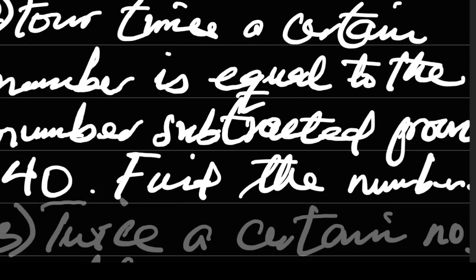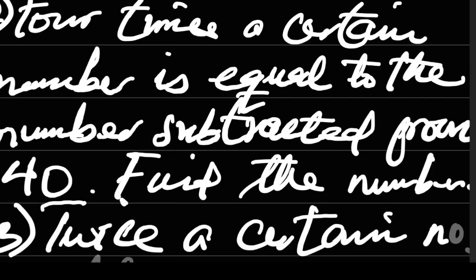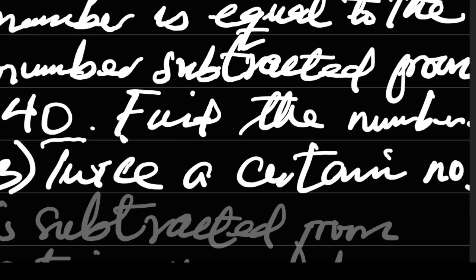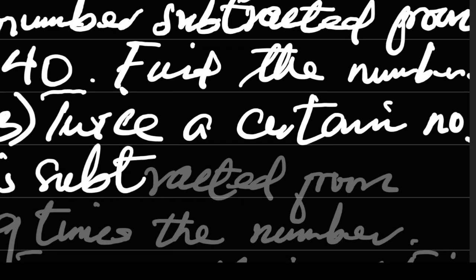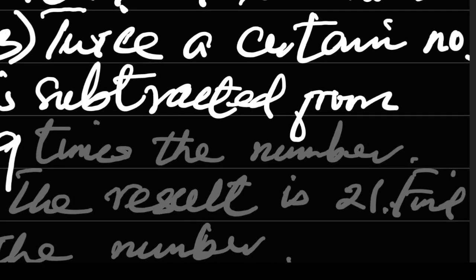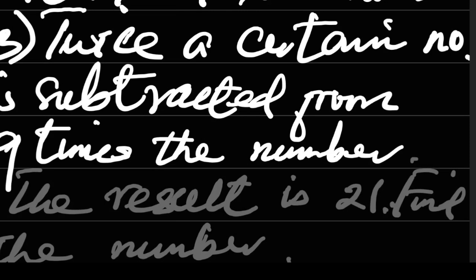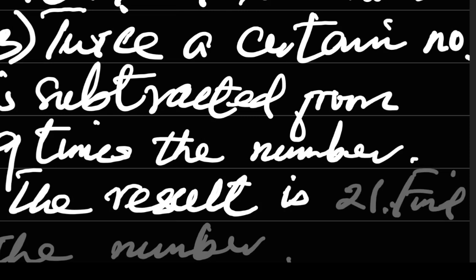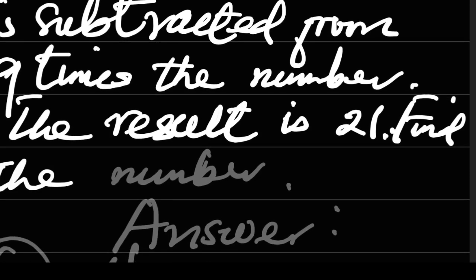The last question, question number 3. It says twice a certain number subtracted from 9 times the number. The result is 21. Find the number.